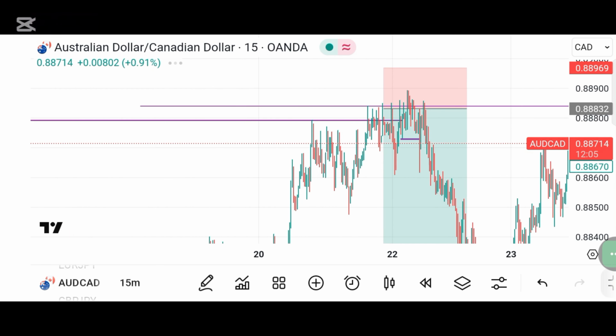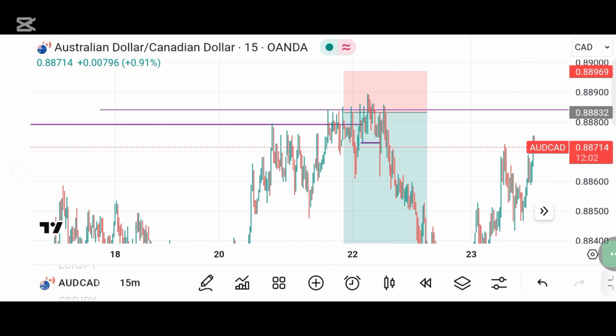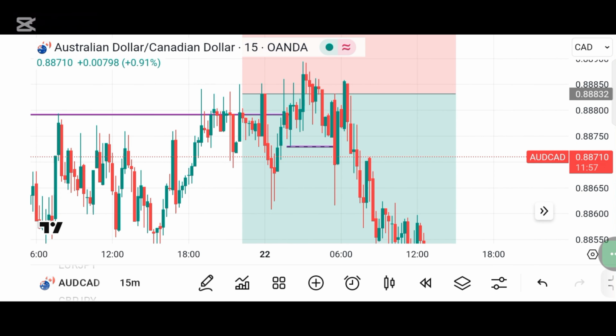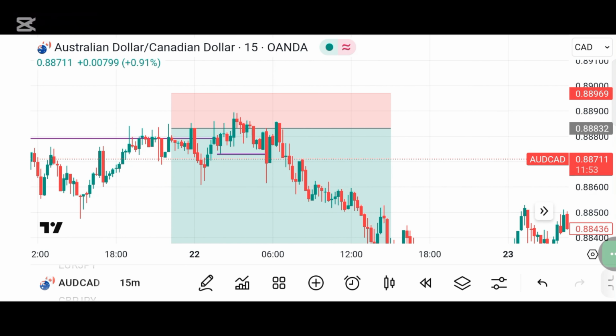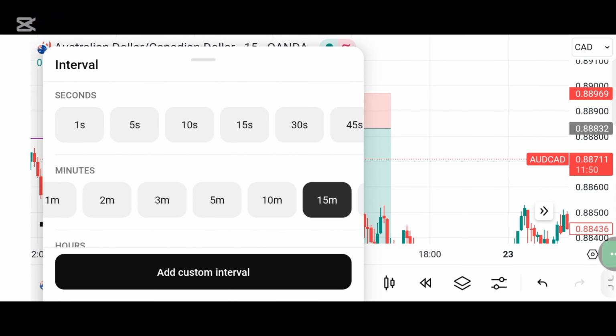Now you can see, as low as 15 minutes, this is where we have liquidity to be taken. So let's delete it. Then as low as 15 minutes, you have your market structure shift. Although this price action was very, very noisy, I had to go down to 5 minutes because it was very noisy here.